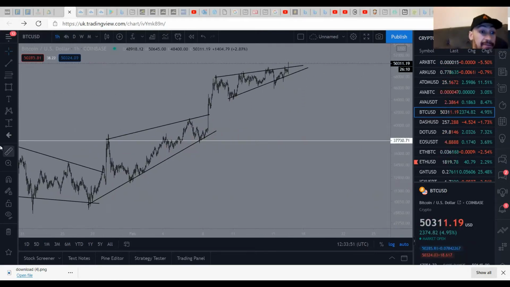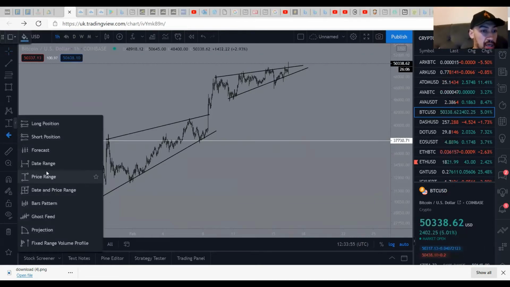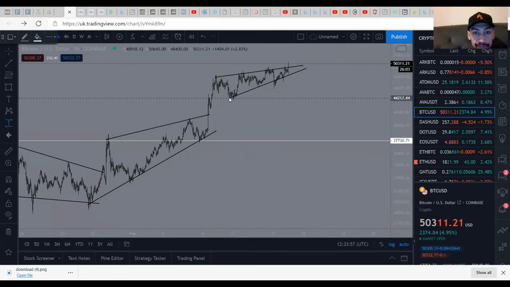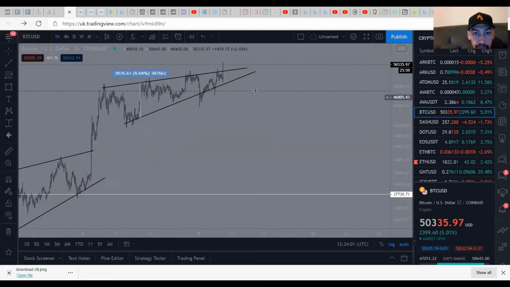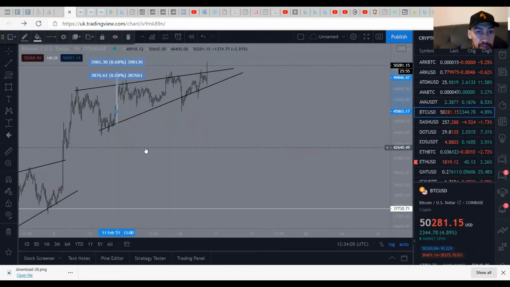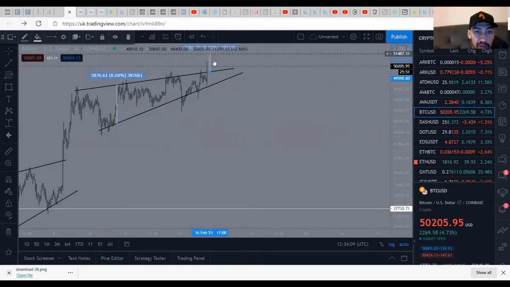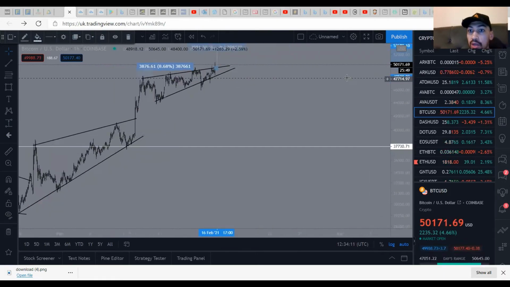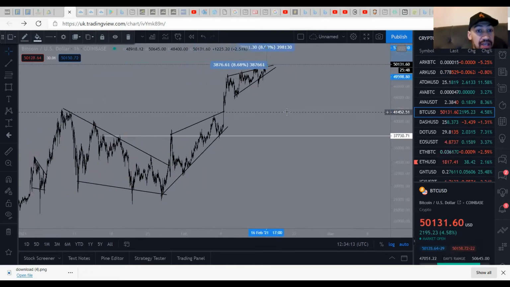Usually the length of these breakouts, so we can try to time these, will be this kind of length here. So let's clone this. And we should get another 10% breakout to the upside here, really. So target 53 easily.